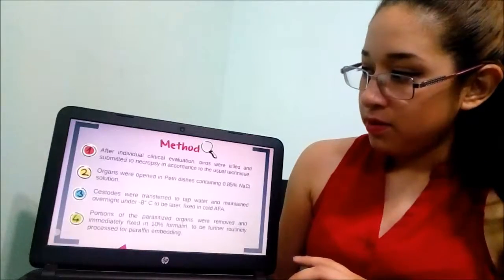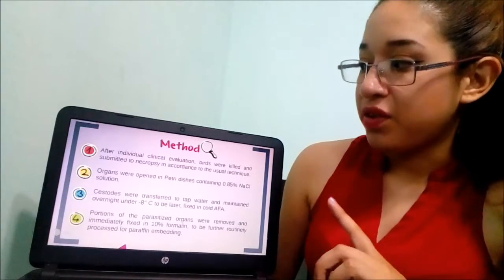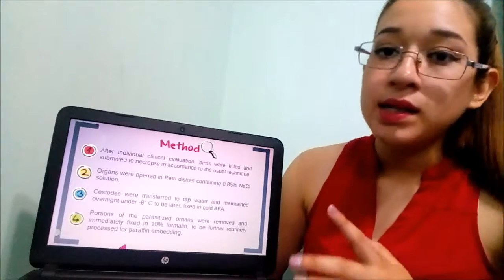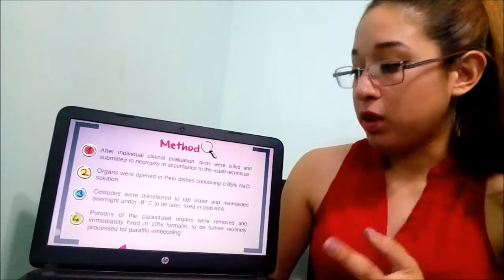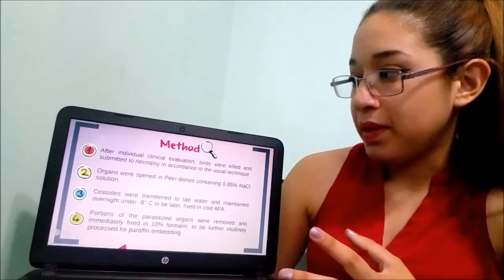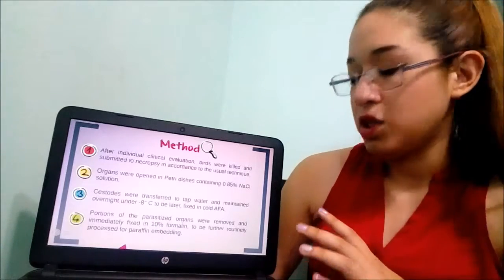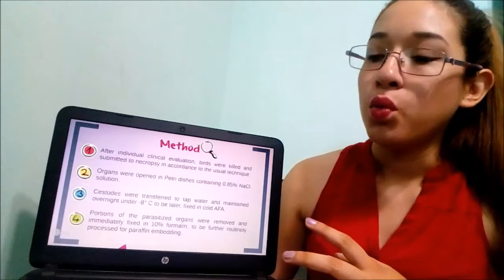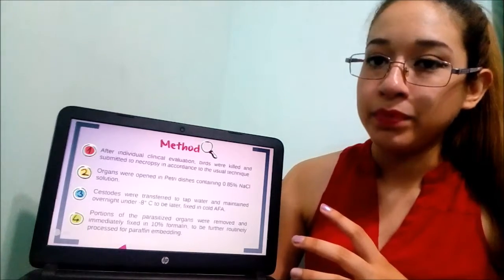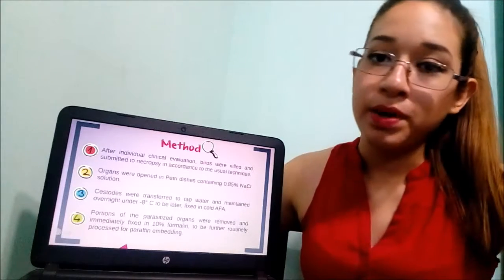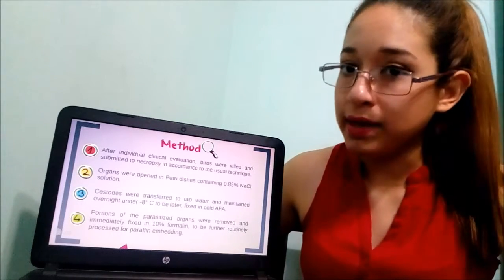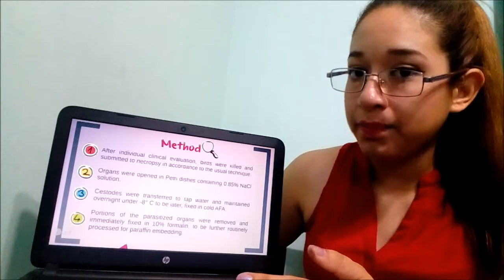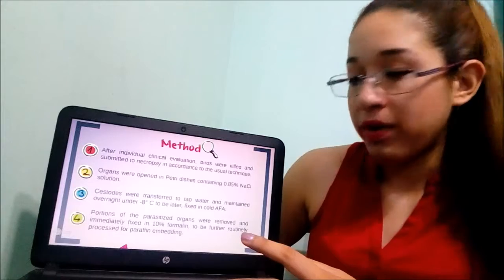Now, the method. First, after individual clinical evaluation, birds were killed with chloroform and then submitted to necropsy in accordance with the usual technique. Second, the organs were opened in Petri dishes with sodium chloride solution. Then the cestodes were transferred to cold AFA and fixed.